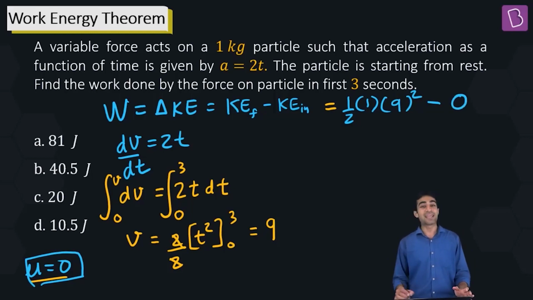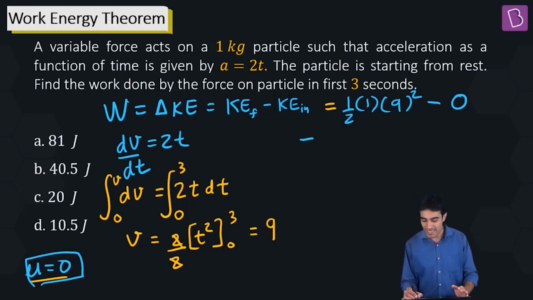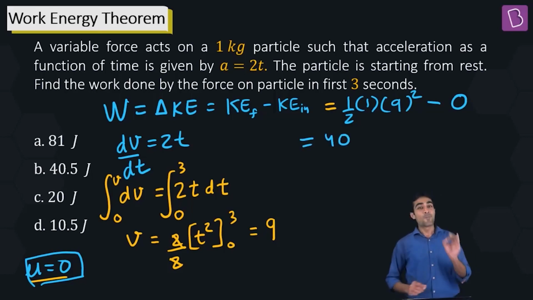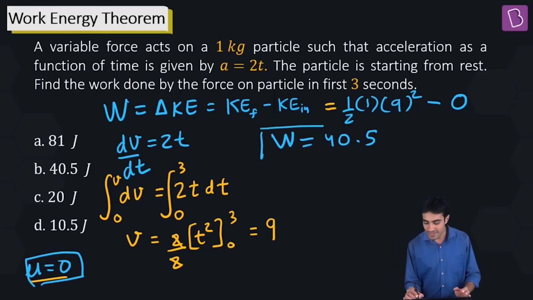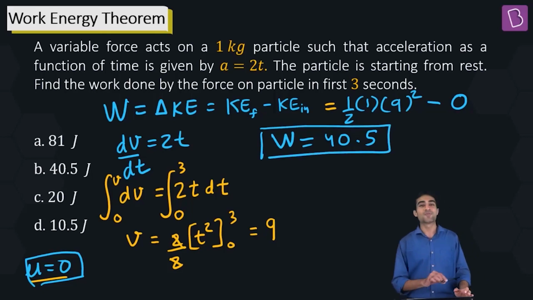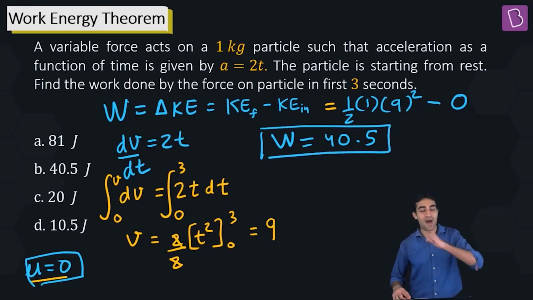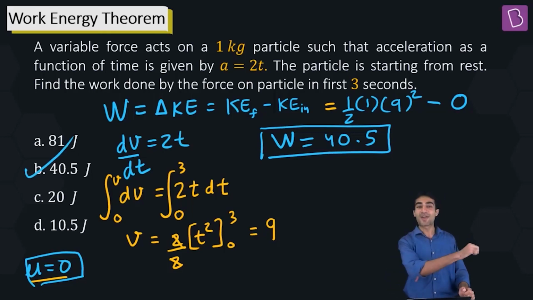Now, 9 square is 81, and 81 divided by 2 is 40.5. Yes. So, the work done on the particle is 40.5. And we can mark option B as the correct answer for our question.